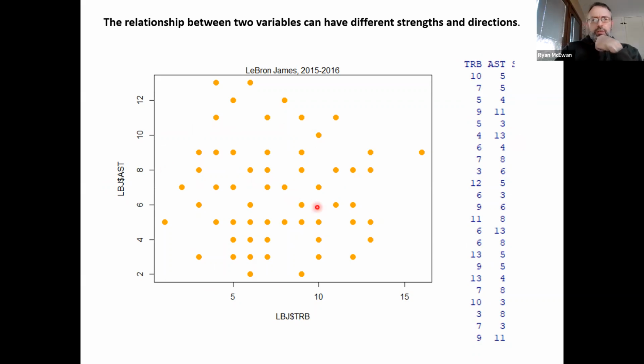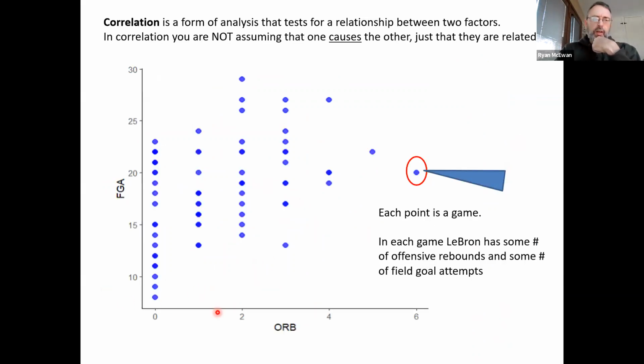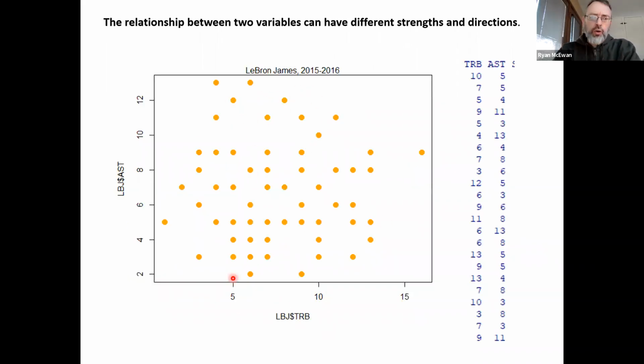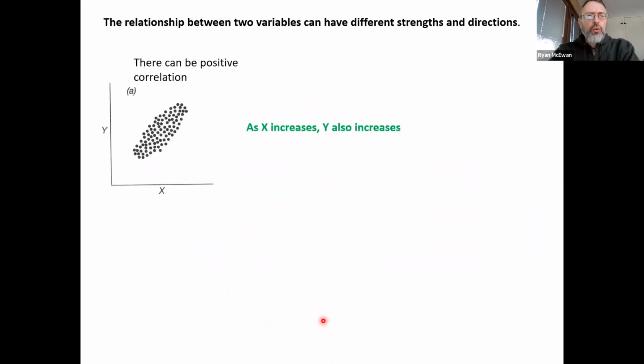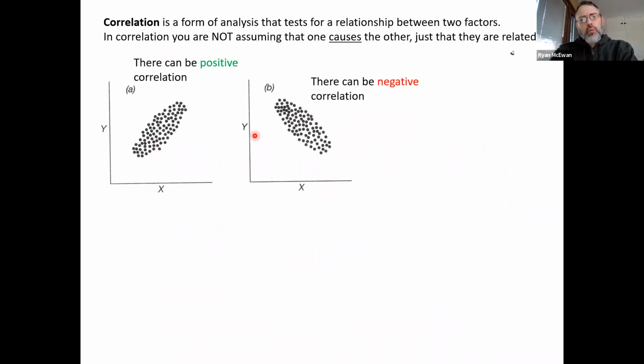Where you see a relationship, normally what's going to happen is as one increases, the other increases, or as one increases, the other decreases. In this case, we've got no relationship. So your correlations can have different shapes and different signs. In this case, as x increases, y also increases. This would be a positive correlation. Here is one where as x increases, y decreases. This is a negative correlation. As one increases, the other goes down.